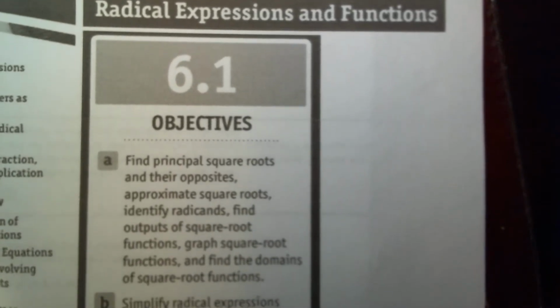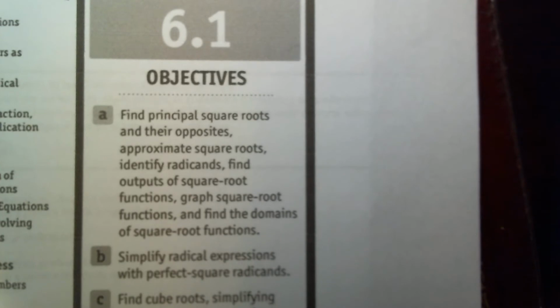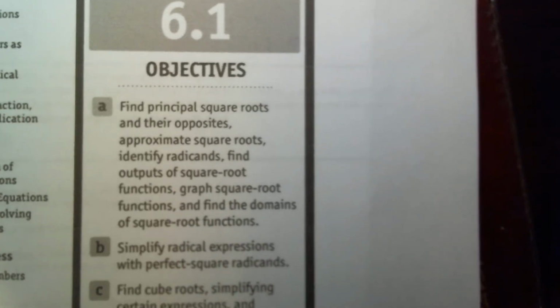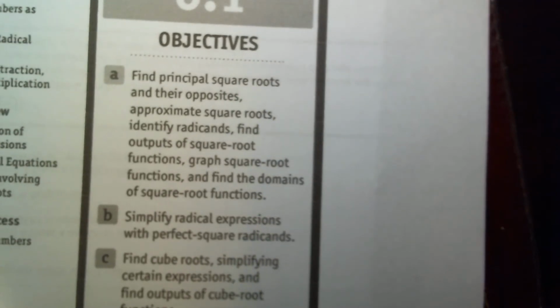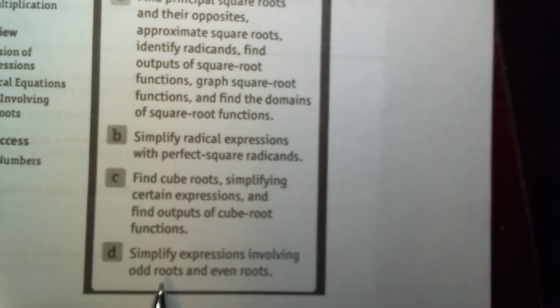And so here we have 4 objectives. Number 1, to find the principal square roots of numbers and their opposites, and then approximate square roots, identifying radicals, find outputs of square root functions, graphing square root functions, and then finding the domains of square root functions. And then we learn how to simplify radical expressions with perfect square radicands. And then we find cube roots and simplifying certain expressions and finding outputs of cube root functions. And then we simplify expressions involving odd roots and even roots. So that's section 6.1. Let's go into the details.